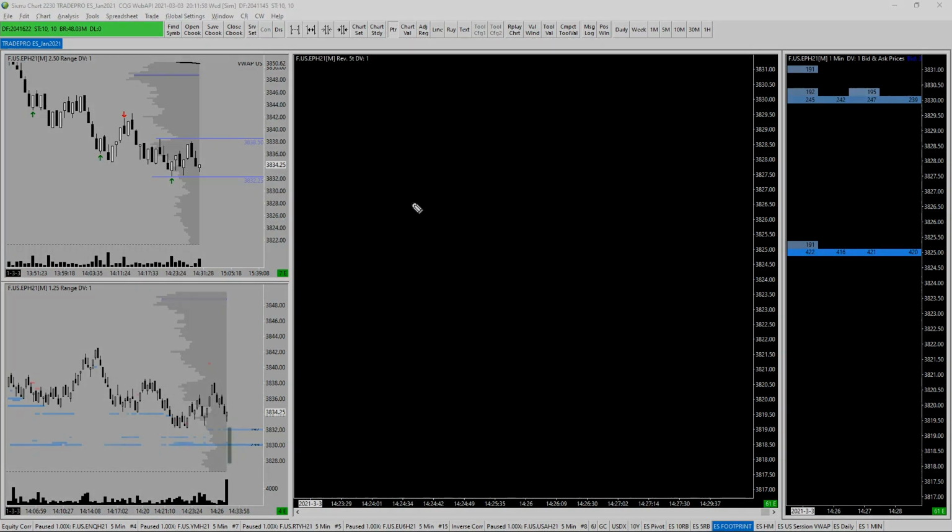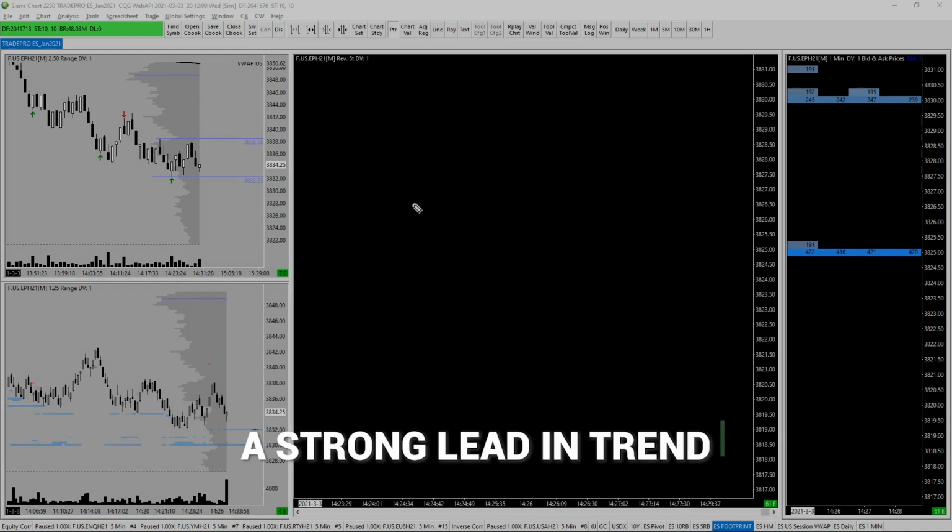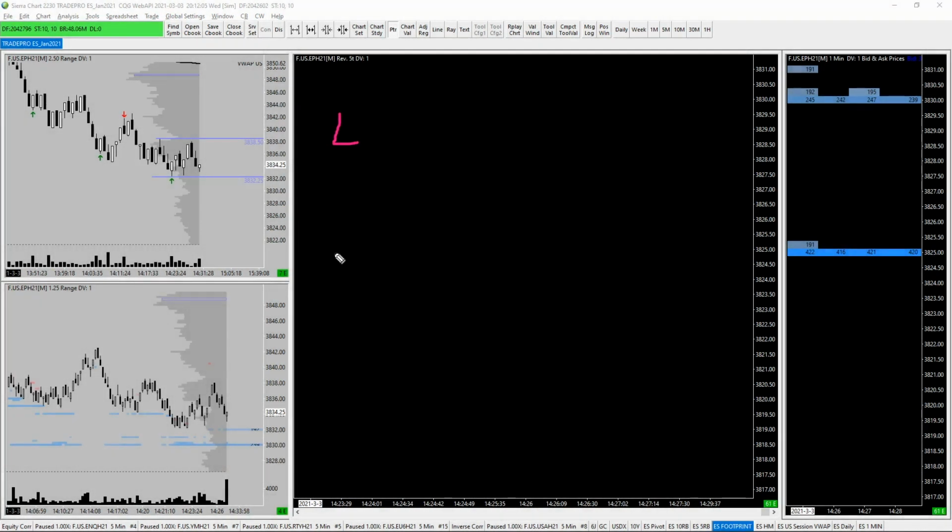The first thing I like to look for is a strong lead-in trend. So what does that mean? Well, if I'm looking to get long on a breakout, I want to see a nice strong trend of higher highs and higher lows. And in the case of a short breakdown trade, what I want to see is lower lows and lower highs. Now, it's not always going to look textbook like this, but the general idea remains. You want to see lower lows and lower highs in the case of a short breakout trade, and higher highs and higher lows in the case of a long breakout trade.